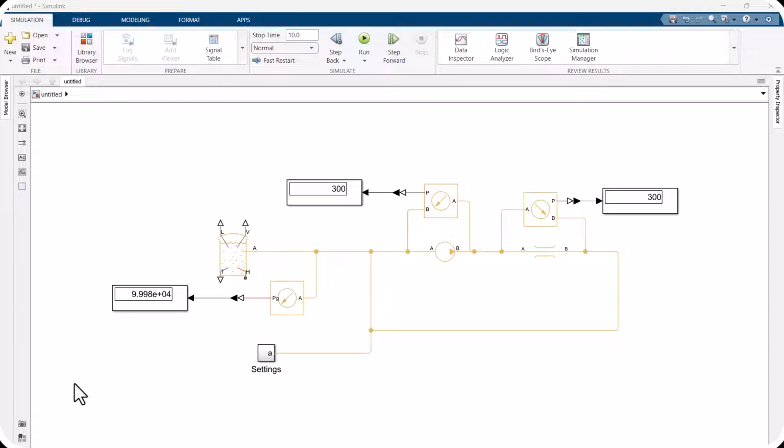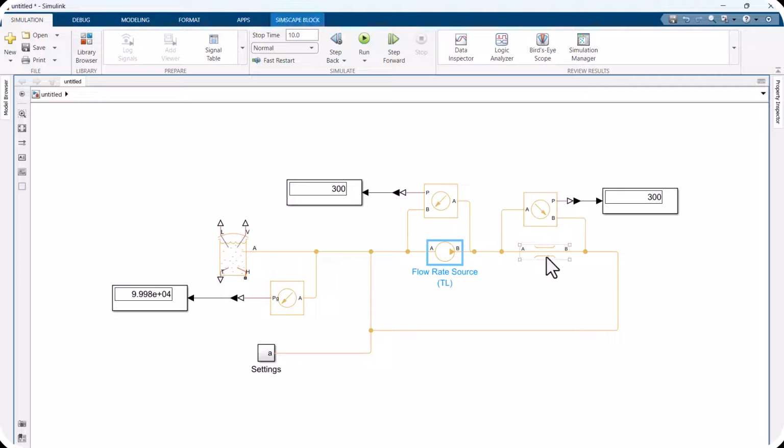Hi guys, welcome to Laplace Academy, and today we are going to continue our journey of learning how to use MATLAB Simscape to simulate a system of fluids. And today we are going to make this system from scratch. It is a closed system consisting of a pump and a flow resistance, and also a tank, and a couple of sensors just to see how this model works.